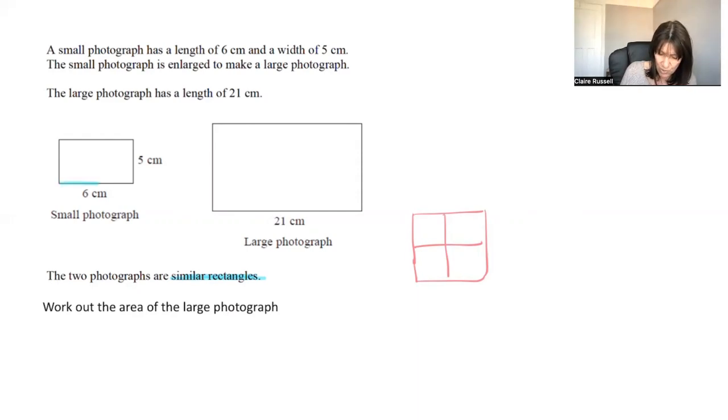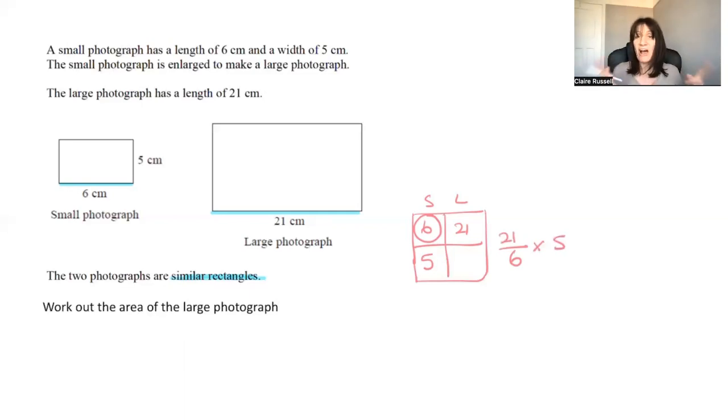So on my small shape, I've got 6, and that corresponds to the same edge on the large, which is 21. On the small, I've got 5. And on the large, I don't have anything. And I need that edge if I'm going to find the area of this large photograph. So there's my trap number. That's the number that is always the one that I divide by. I can put the other 2 either way round.